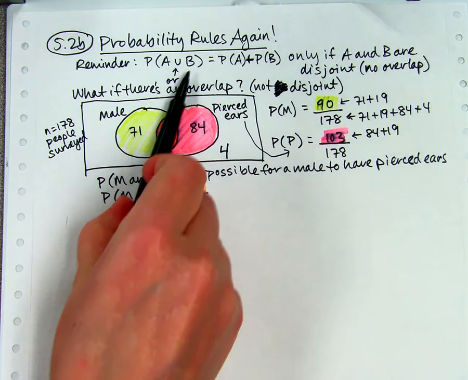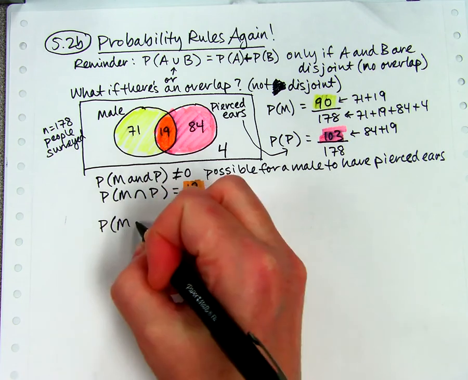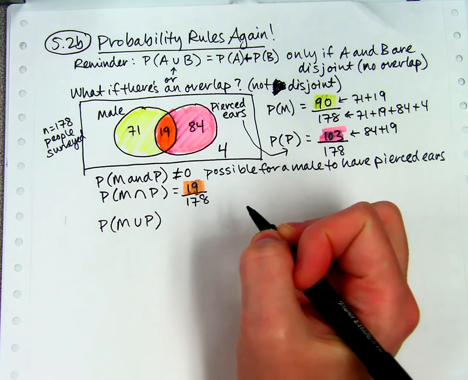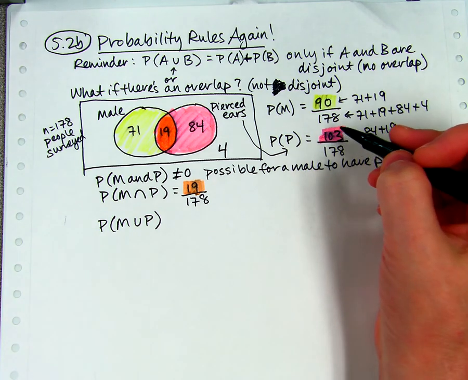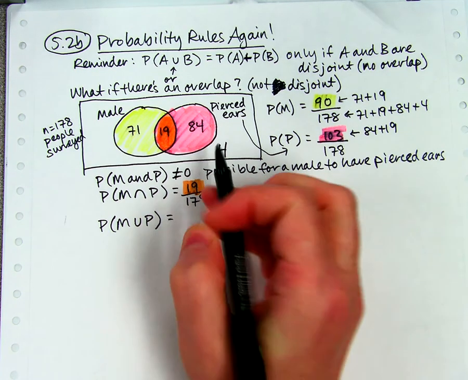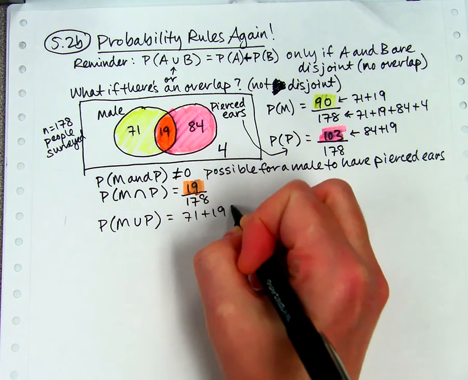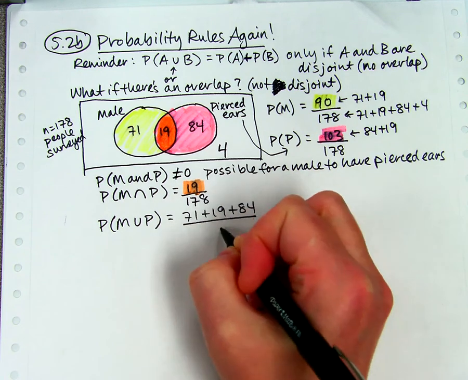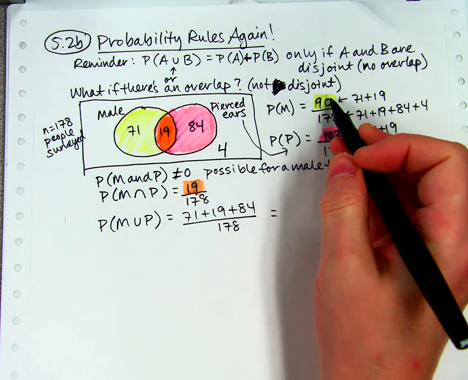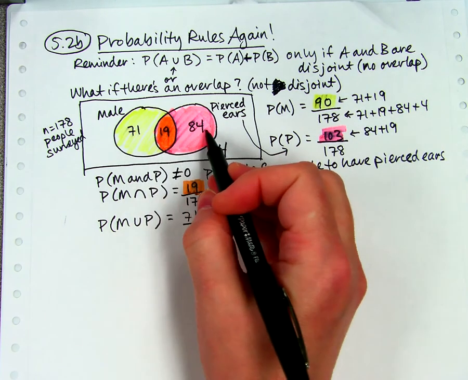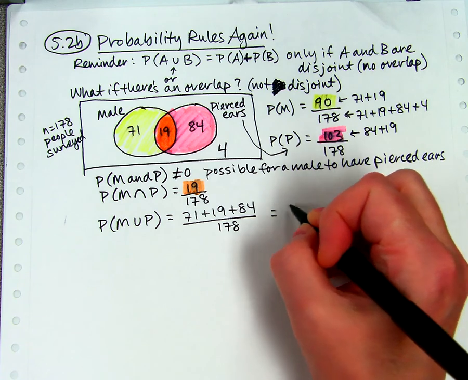So back to what we were doing up here, probability of male or pierced ears. There are 2 ways to calculate this. Neither one of them is the same as adding 90 plus 103. So I'm just going to tell you that. Don't do that. There's 2 ways to do it. You could look at these 3 pieces put together, and you could go 71 plus 19 plus 84 and divide it all by 178. And we already know 71 plus 19 is 90. That's the males. And then we'd have to add these 84 females who have pierced ears. So 90 plus 84 is 174.